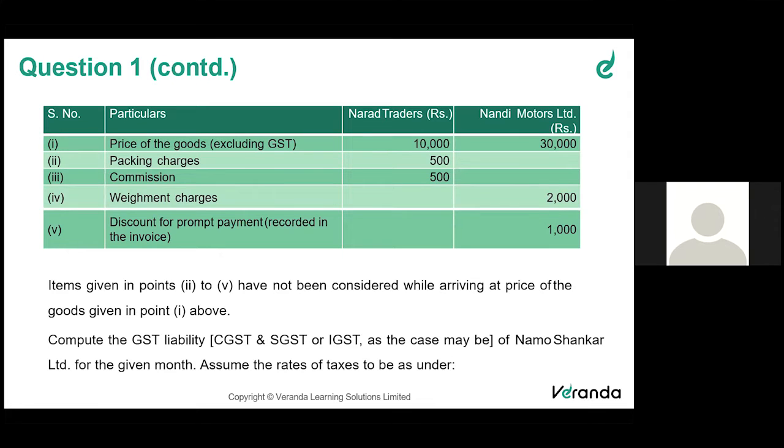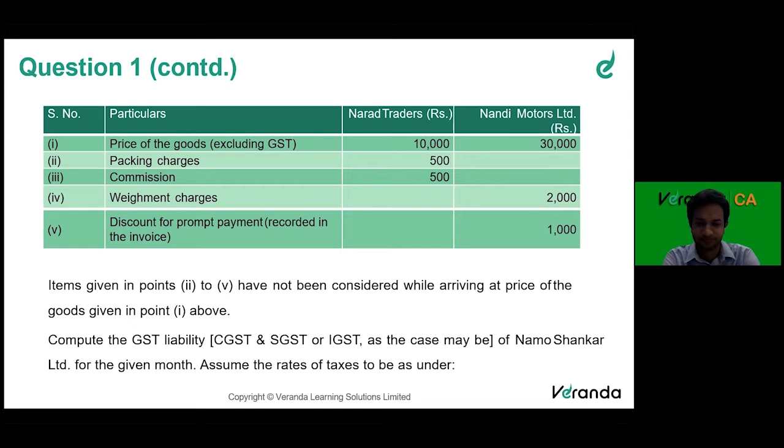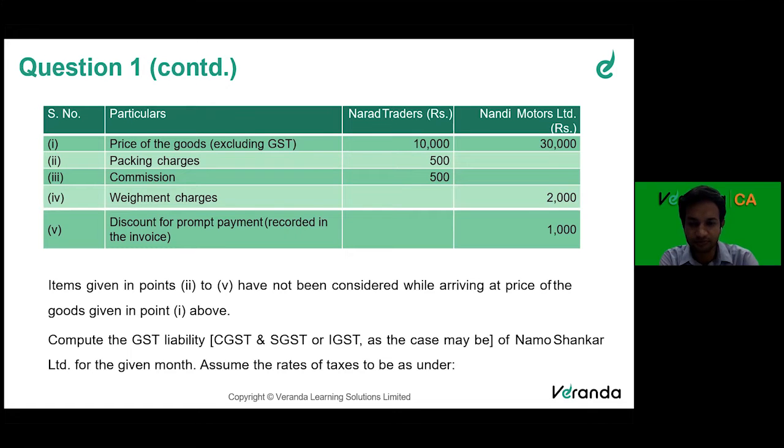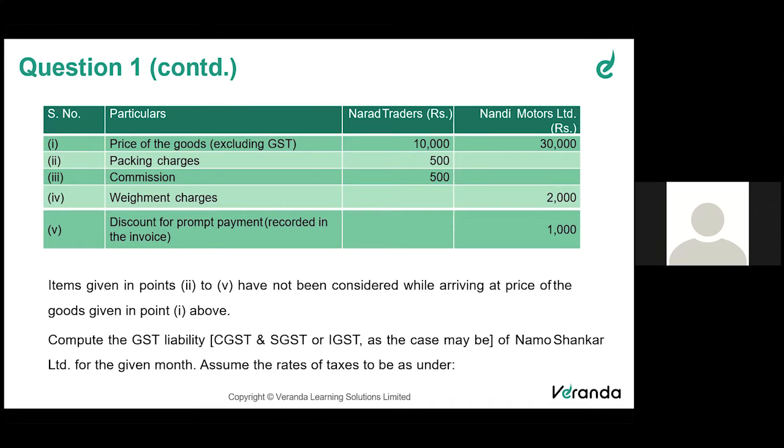And section 15 subsection 2 deals with the inclusion in value, which specifies certain items which have to be included. So in that, packaging charges, commission, weighment charges will be included in the price of the goods. And the discount shall be reduced from the price. Fantastic, Naina. You have briefed the provision as well as the apt answers for all the questions.